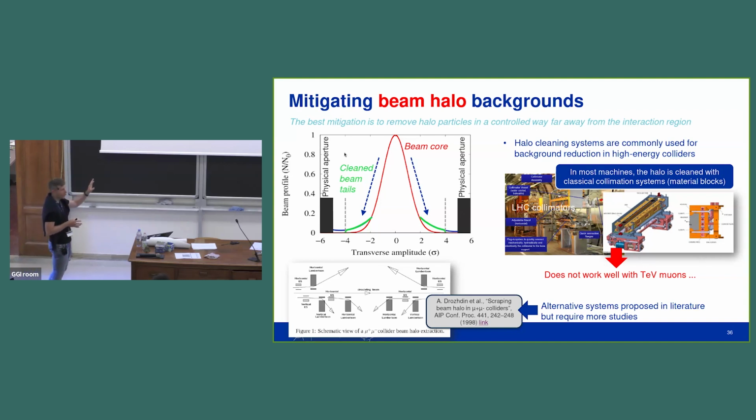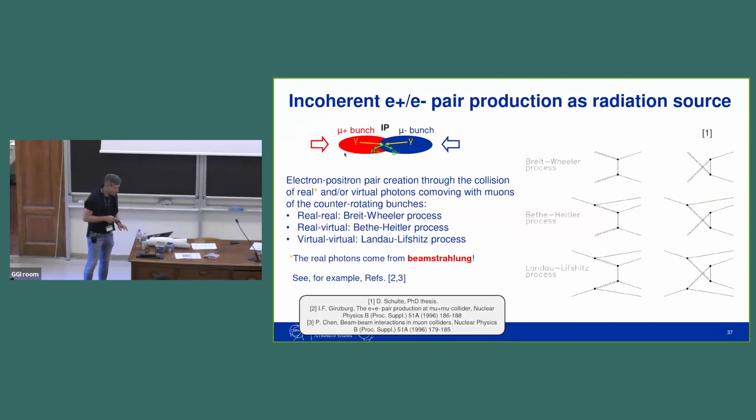This is something to be studied, but first of all, we have to understand halo formation for muon beams, which are stored for only a few thousand turns. If somebody wants to do a PhD about this, I think there are a lot of opportunities. Last point, incoherent electron-positron pair production as a radiation source.